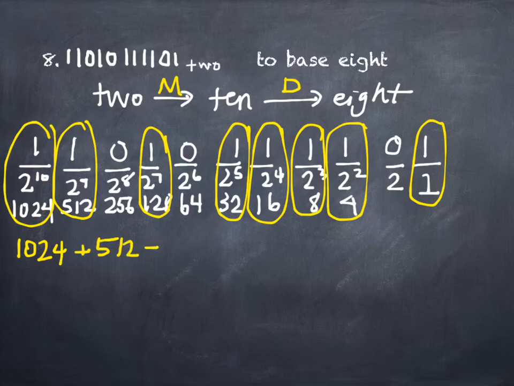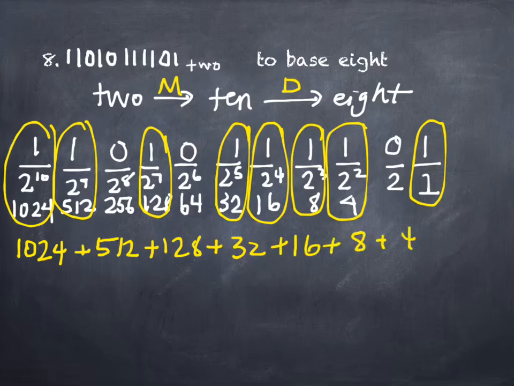512, 128, 32, 16, 8, 4, and 1. What is that? Okay, 1,725. And you don't have to write the 10, I am just to remind us that we're not done.